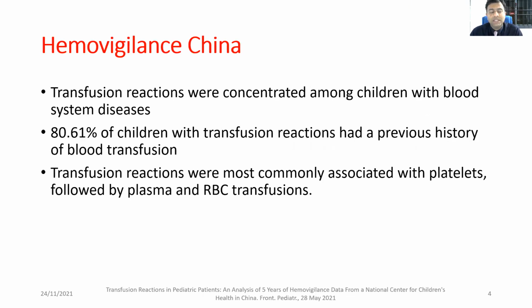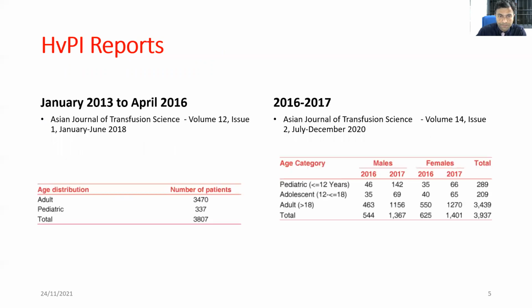So, what is the data that is available? This is one recent report from Hemovigilance of China, which says transfusion reactions in children were concentrated particularly in diseases of the blood system, that is leukemias or thalassemia, probably because of their repeated requirement for transfusion. 80% of the children with transfusion reactions had a previous history of transfusion, and transfusion reactions were most commonly associated with platelets, followed by plasma, followed by RBC transfusion.